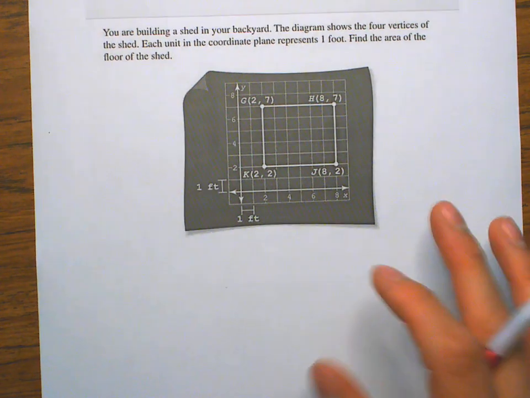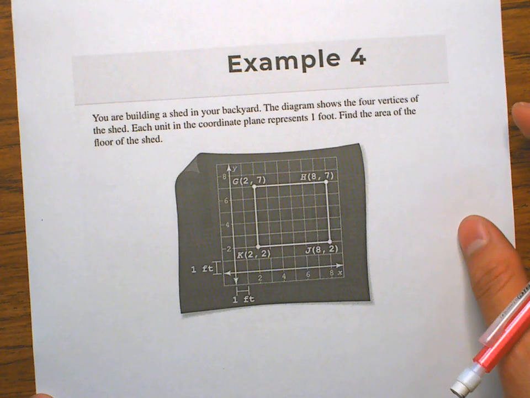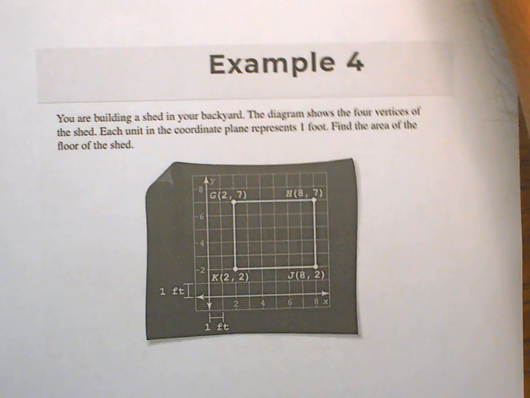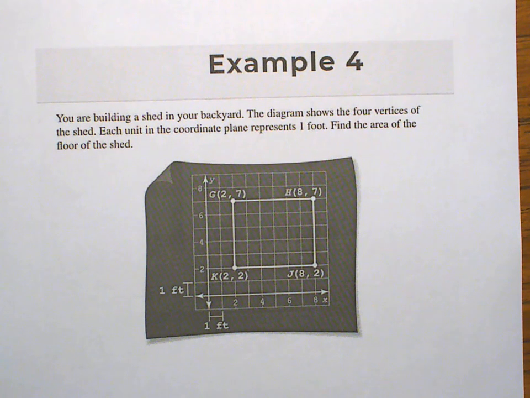Let's look at example number 4. In example number 4, it says you are building a shed in your backyard. The diagram shows the 4 vertices of the shed. Each unit in the coordinate plane represents 1 foot. Find the area of the floor of the shed.